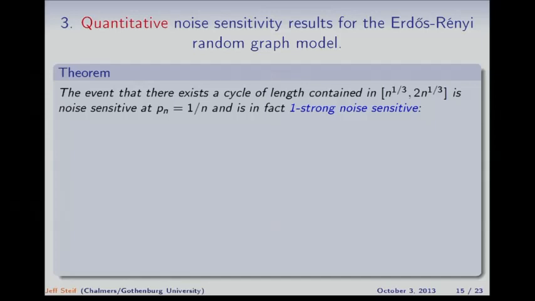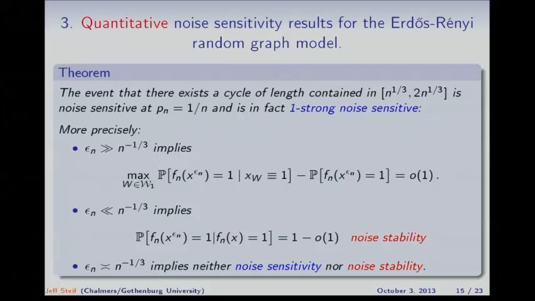So it turns out that this particular event is noise sensitive. And in fact, it's one strong noise sensitive. And in fact, there's even a quantitative version of this. So this will be a Boolean thing, or will there not be three strong, four strong, five strong? No. I'm just dealing with 0, 1 variables.